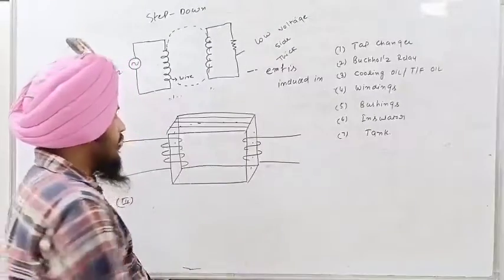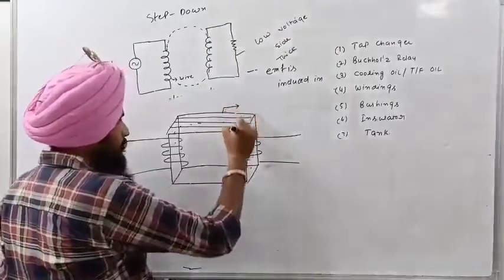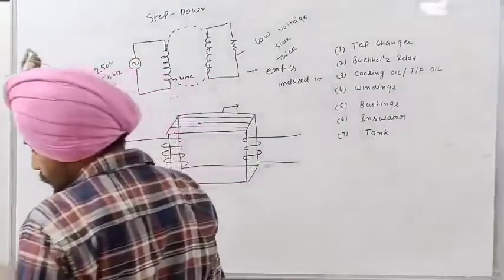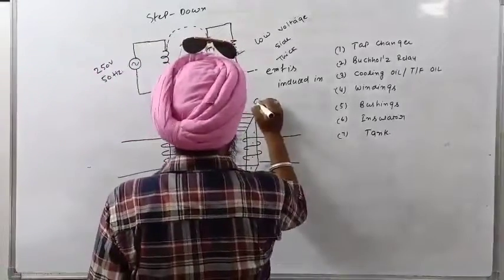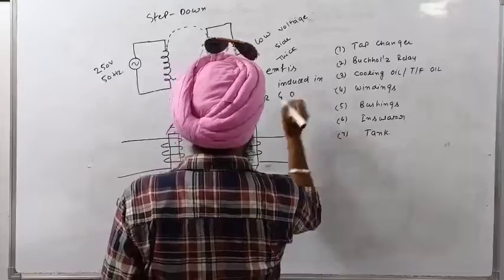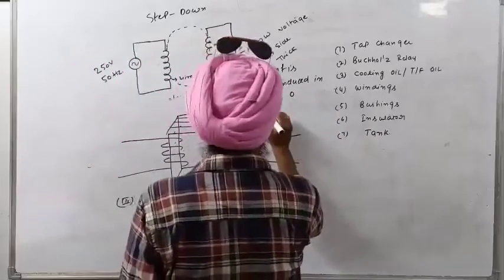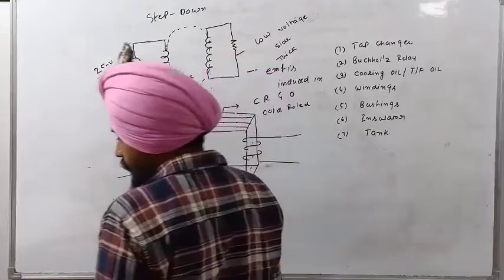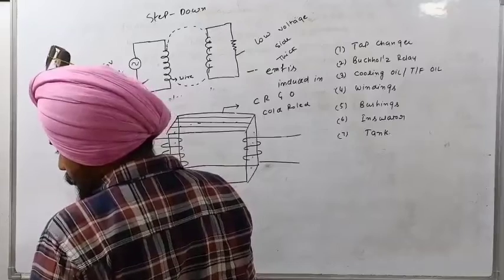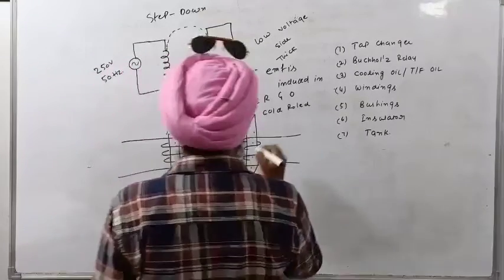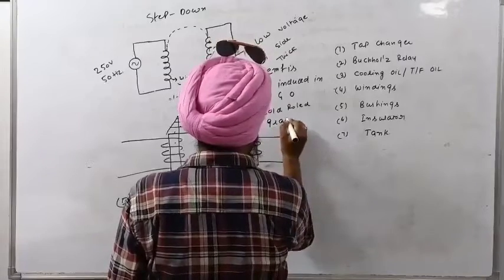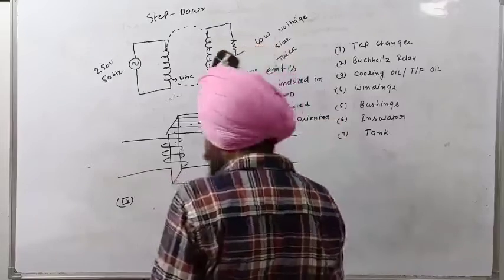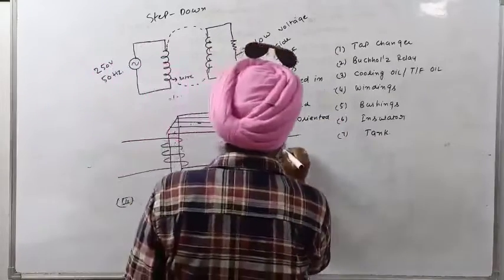One thing we missed: these iron strips are made up of cold rolled grain oriented, CRGO. The full form is cold rolled grain oriented, which is called silicon steel.